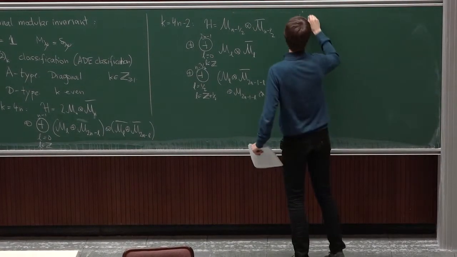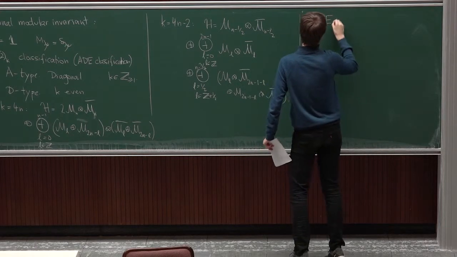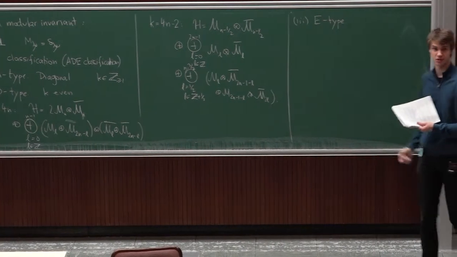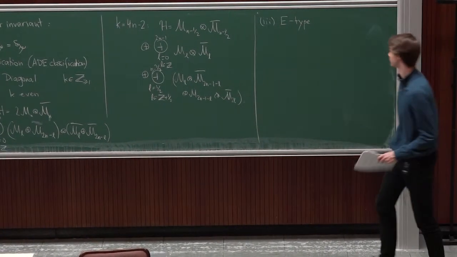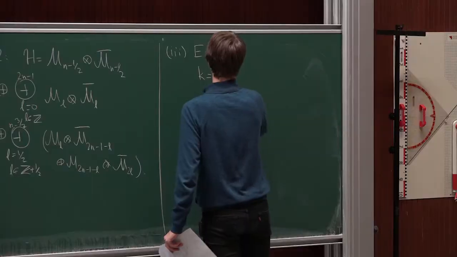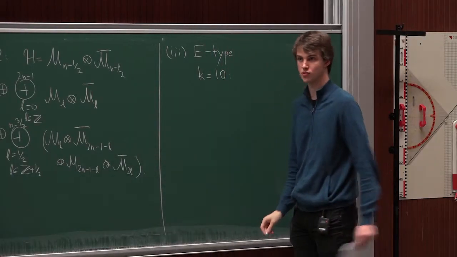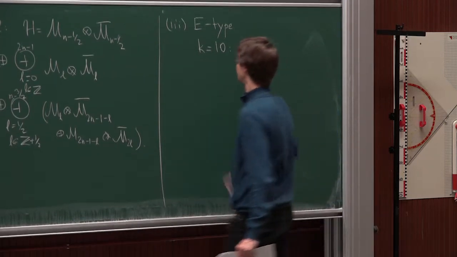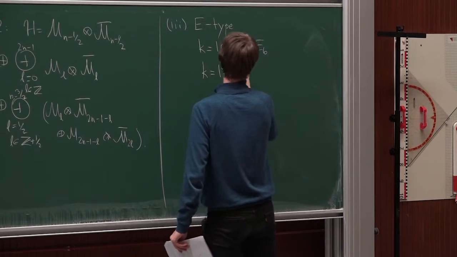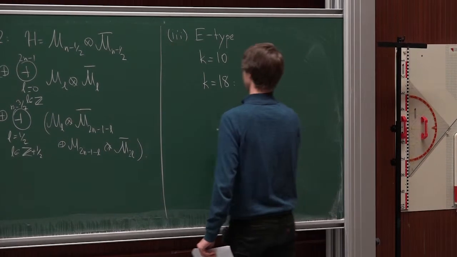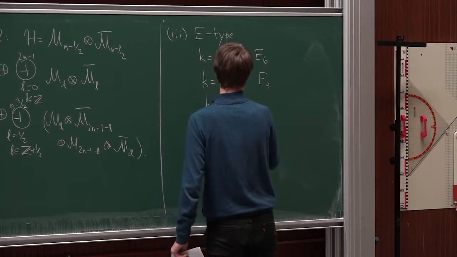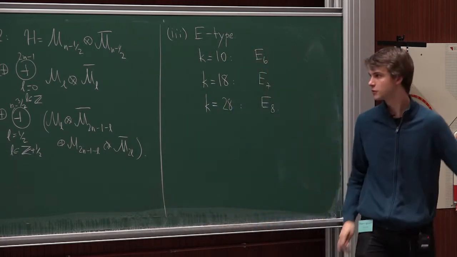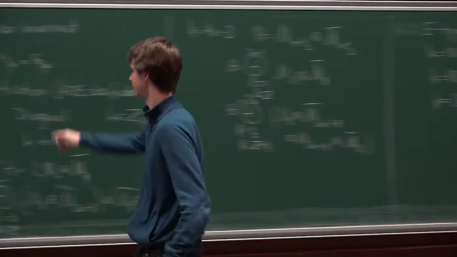And then finally, we have the E-type modular invariant. And this only exists for 3 different levels. So there are 3 ones. So the first one appears at k equal to 10, which I will call E6. The next one at k equal to 18, which is E7. And the last one at k equal to 28, which is E8. So some people call them also A_k here and D_k.